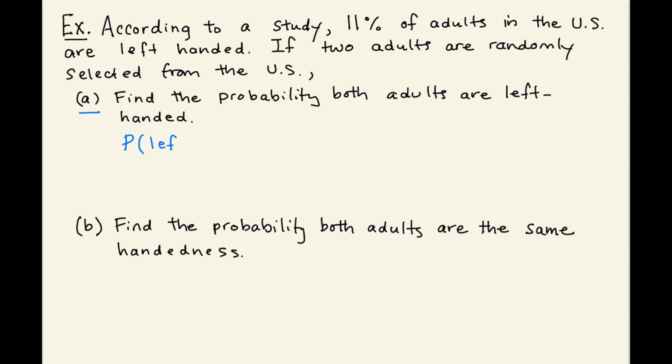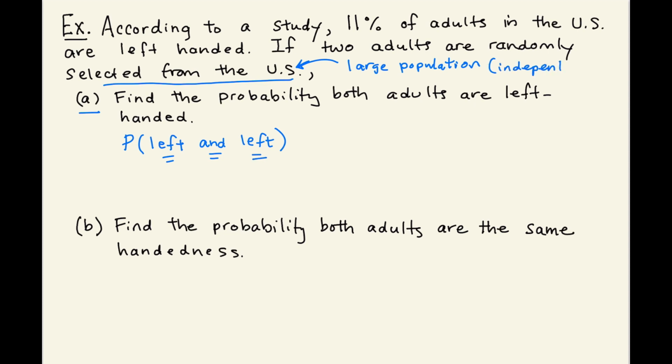So the probability that the first adult is left-handed and the second adult is left-handed. Here you can see I have an and statement, so I'm going to use the multiplication rule. I'm also going to notice that since I'm selecting the adults from the US, I can consider the 2 draws to be independent. This is because I'm selecting from a large population. I can consider these 2 to be independent events. So I'm going to be using the multiplication rule for independent events.